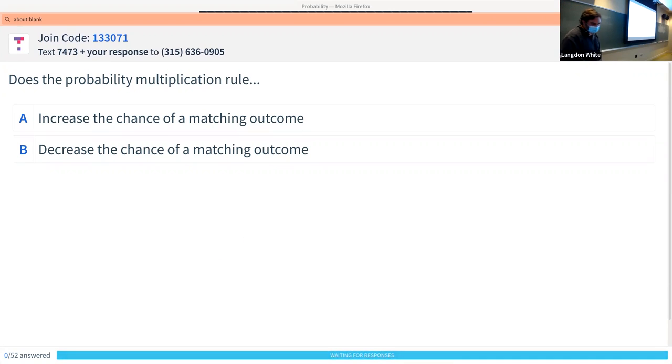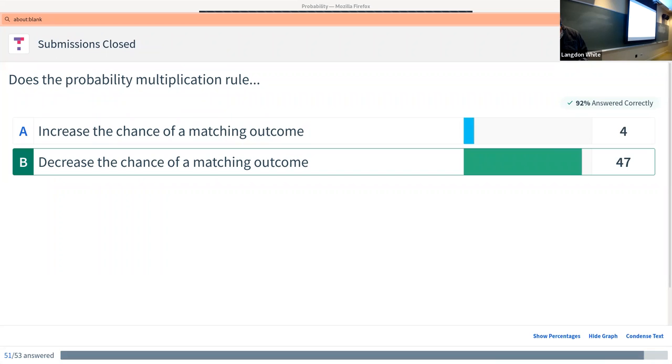intuitively enough, we now also ask about the multiplication rule. Will that also increase the chance of the matching outcome, or will it decrease the chance of a matching outcome? All right, get those answers in. All right, and it will decrease the chance of a matching outcome.